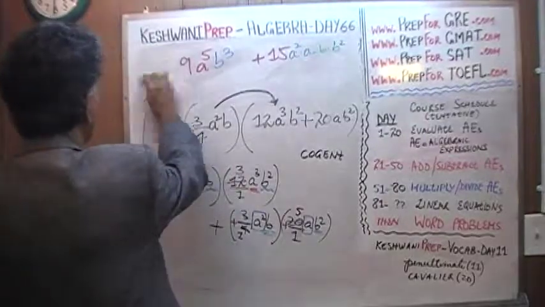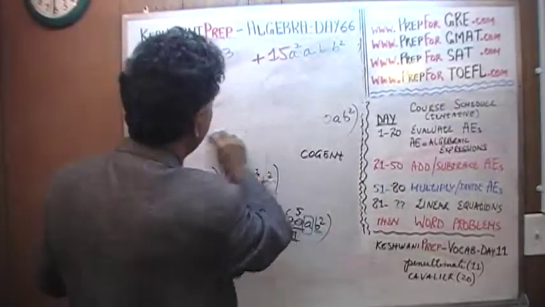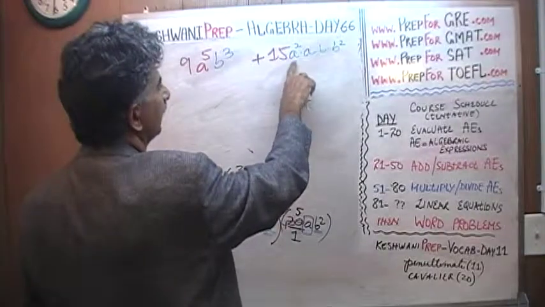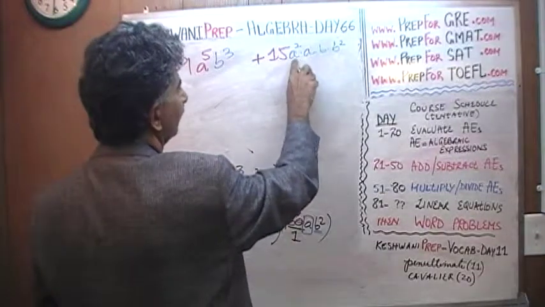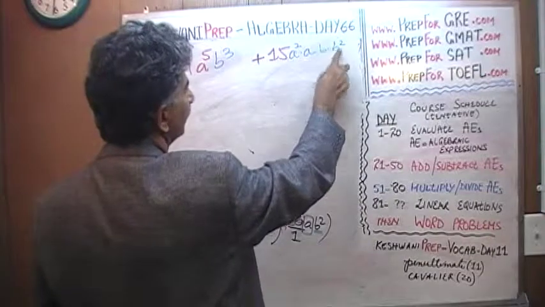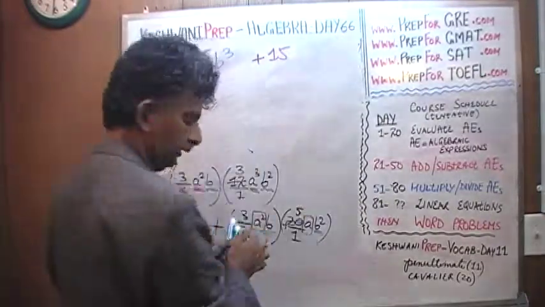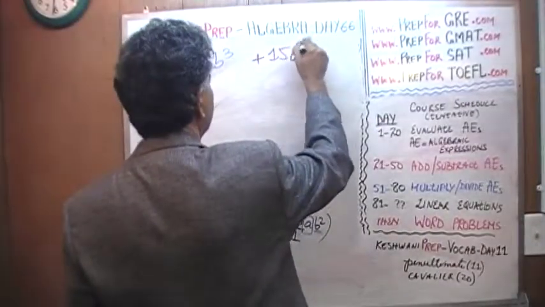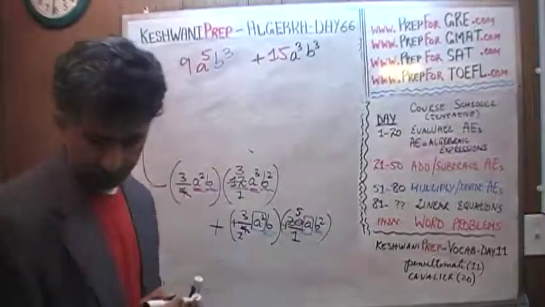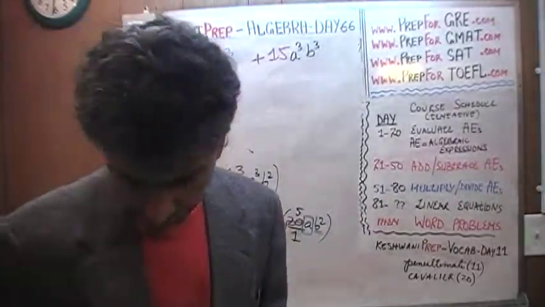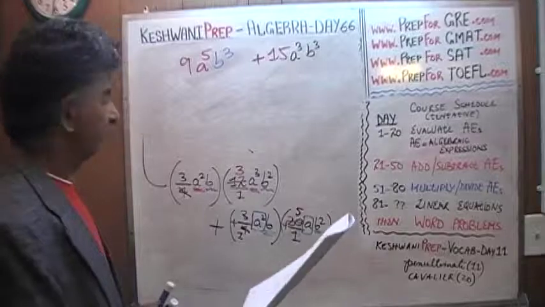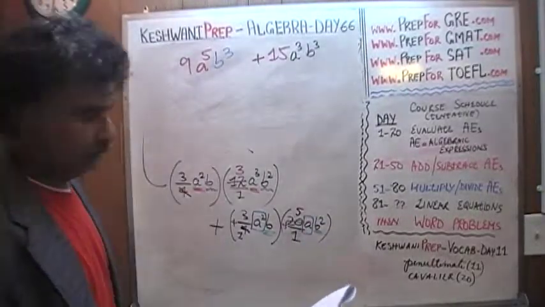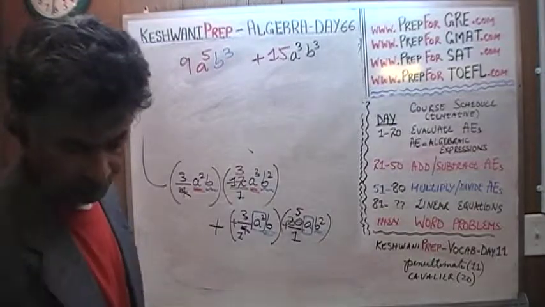I'm going to erase all of these things so I can continue writing the answer in a proper way. Or we could have written it here, we could have been done here. A squared times A is A cubed, and B times B squared is B cubed. So it's 15 A cubed, B cubed. That's the final answer. Let's see if it agrees with what I have. 9 A raised to the 5th power times B cubed plus 15 A cubed, B cubed. That's it, that's the answer.